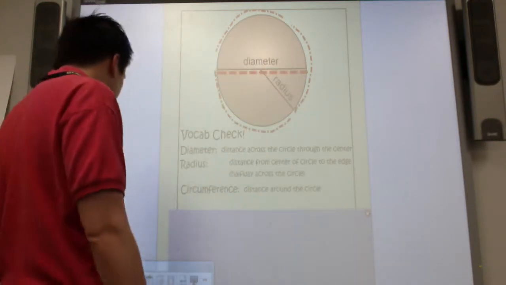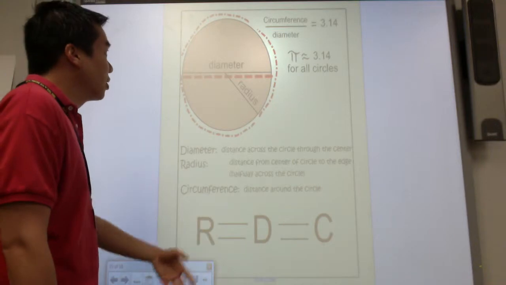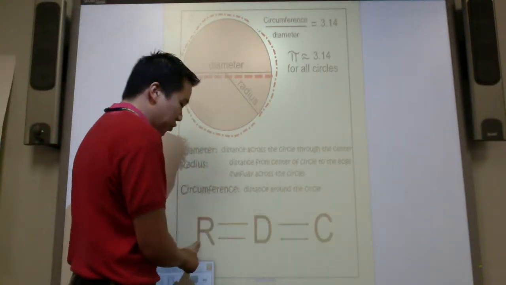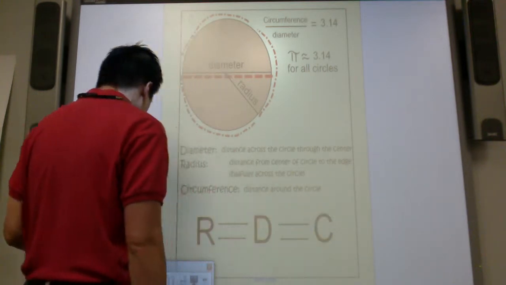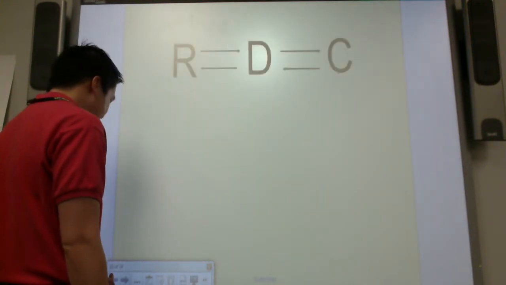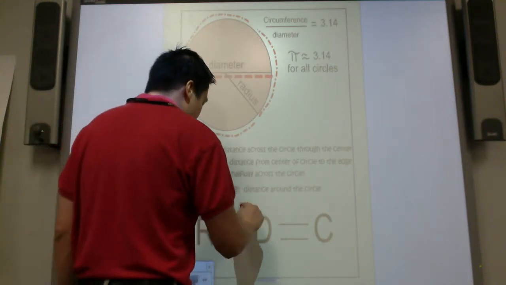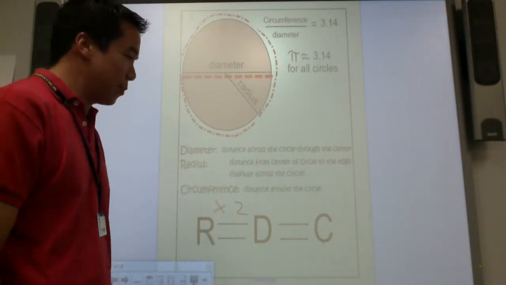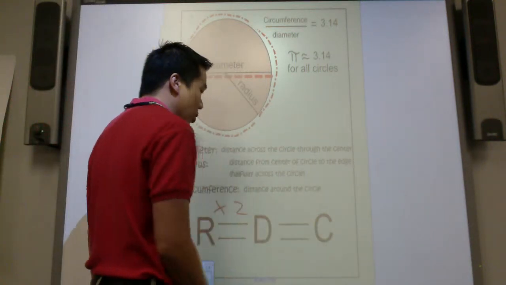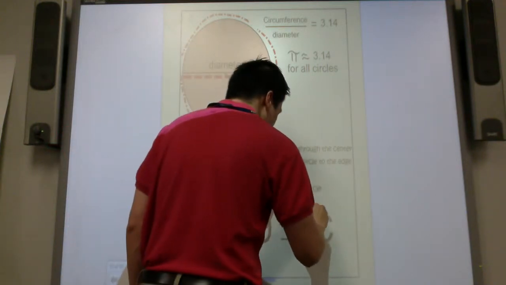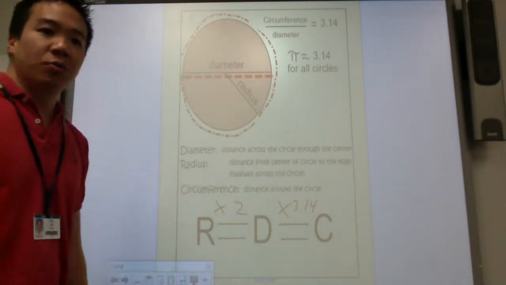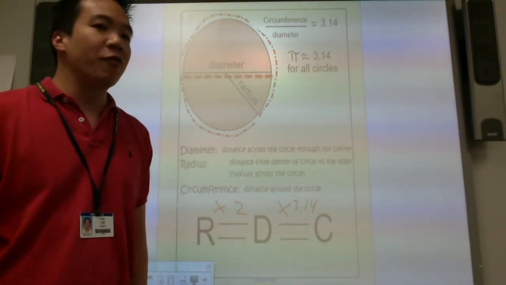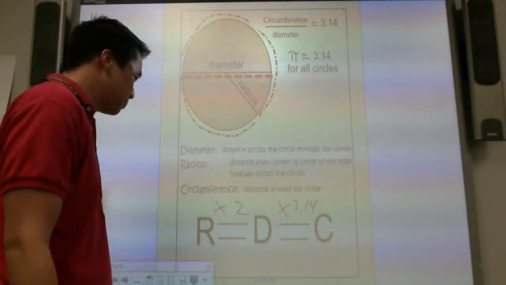It's like the perimeter. And then we're going to be talking about this formula, RDC. R stands for radius, D stands for diameter, C stands for circumference. So what does RDC stand for? The radius times 2 makes the diameter. Here's the radius. If you double its size, it will be the diameter. To go from a diameter to a circumference, it's 3 times, or times 3.14. 3.14 diameters will make a circumference.